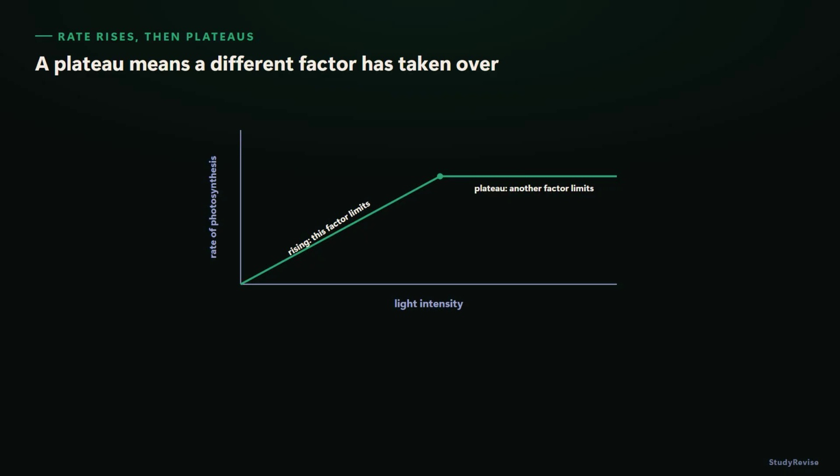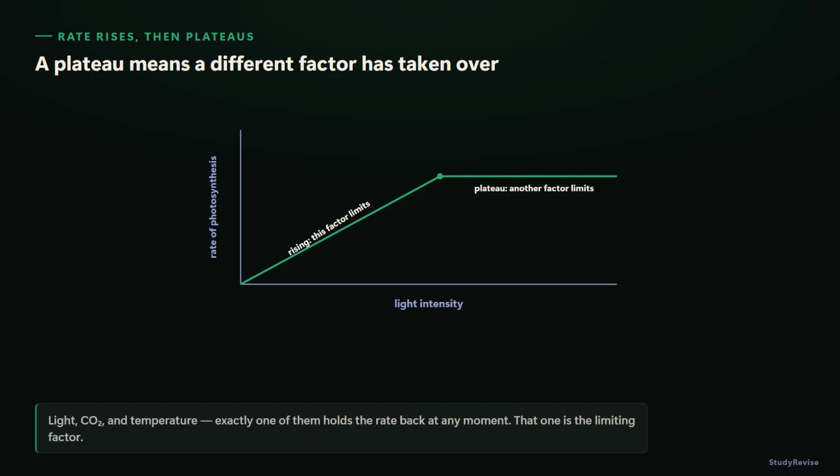Light, carbon dioxide, and temperature are the 3 usual suspects. And at any moment, exactly one of them is holding the rate back. That's what limiting factor actually means. Not a factor that matters, but specifically the one factor stopping the rate from going any higher right now.